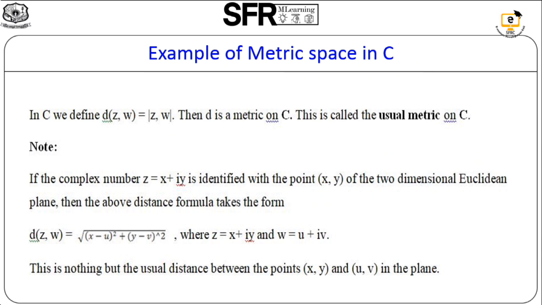The next one is example of metric space in complex numbers, in C. In C, we define d(z,w) = |z - w|. It satisfies the four properties of a metric space, then it is a metric on C. And we call this the usual metric on C. If the complex number z = x + iy is identified with the point (x,y) of the two-dimensional Euclidean plane, then the above distance formula takes the form d(z,w) = the square root of (x - u) whole squared plus (y - v) whole squared. This is nothing but the usual distance between the points (x,y) and (u,v) in the plane.